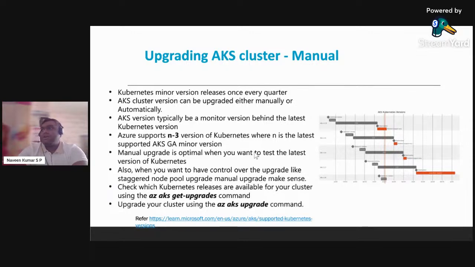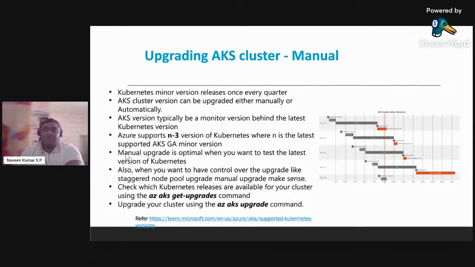They also have a support matrix which says until when they are going to maintain the Kubernetes versions, and typically they support n-3 versions from the current latest GA version of AKS. After that, if you run into issues, Microsoft or Azure typically recommends you upgrade the cluster before you even raise a support ticket with them.